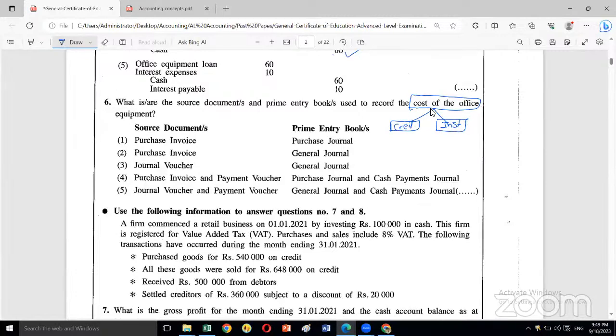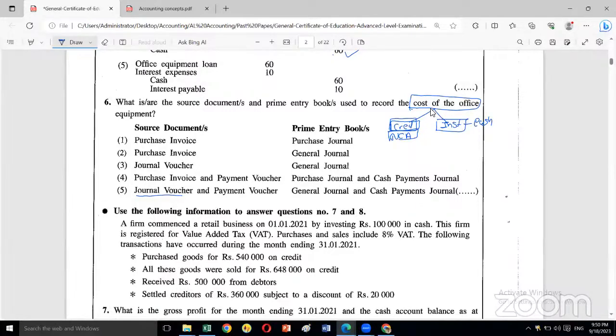Installation cost I paid by cash. Here, this office equipment I purchased on credit. Can you remember credit purchase of non-current asset? What is the source document? The journal voucher.